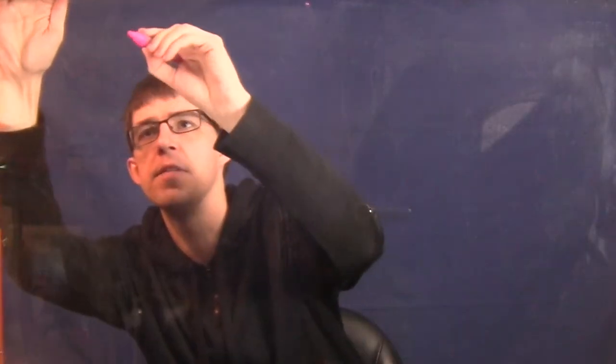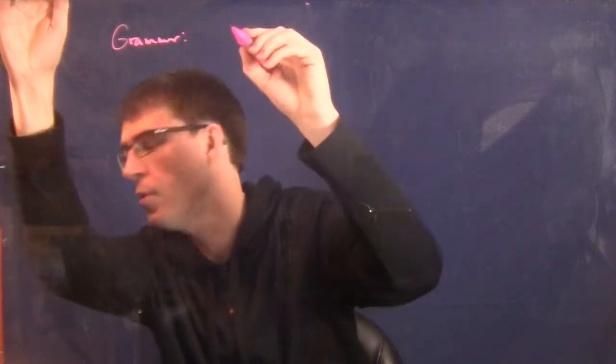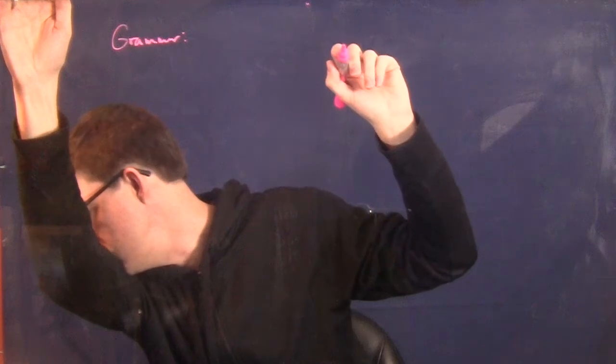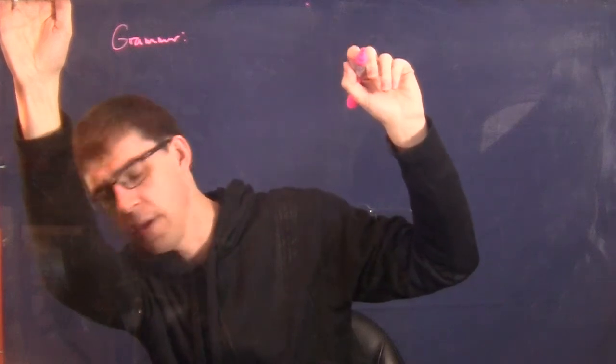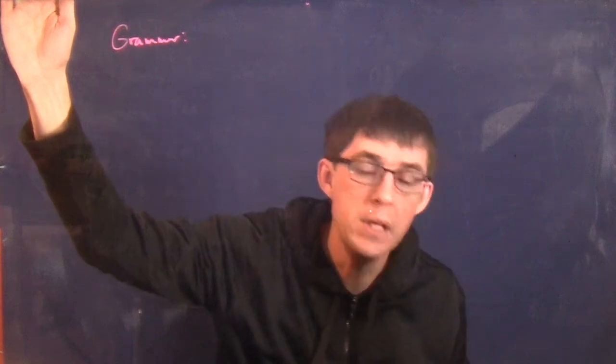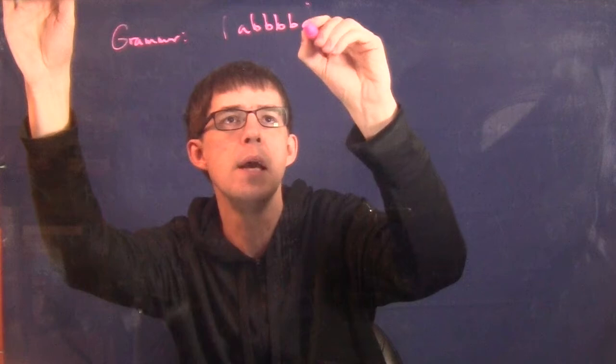Alright, here's how I did it. First, I'm going to follow my own advice: do it on the grammar first. I want to make the string A, B, B, B, B, A. Just write that.